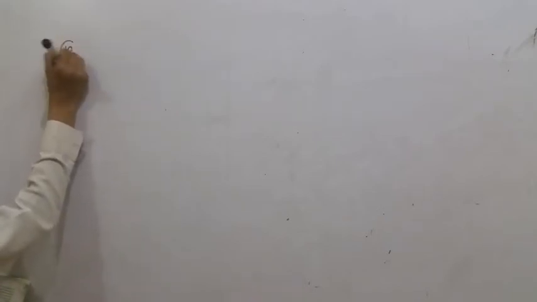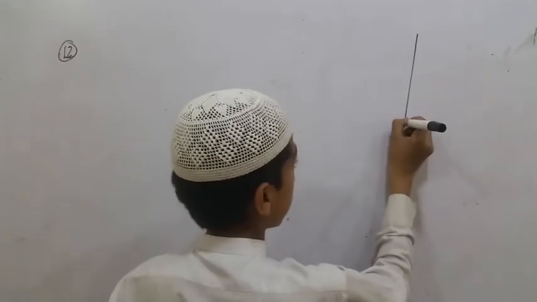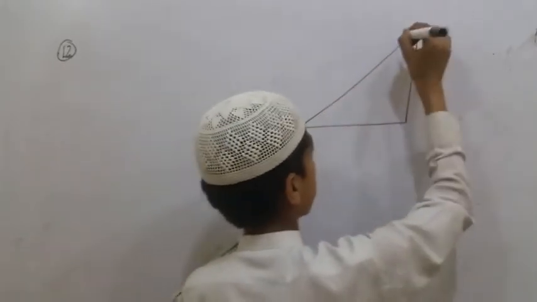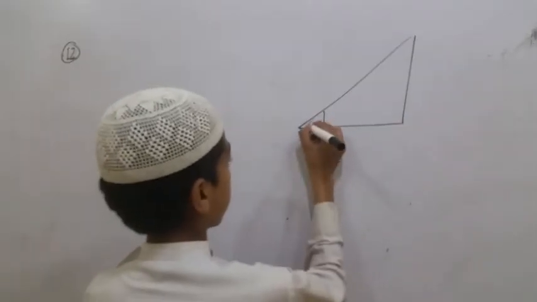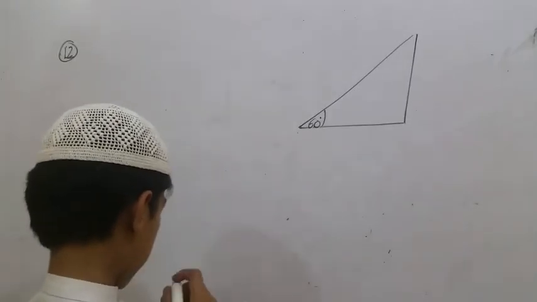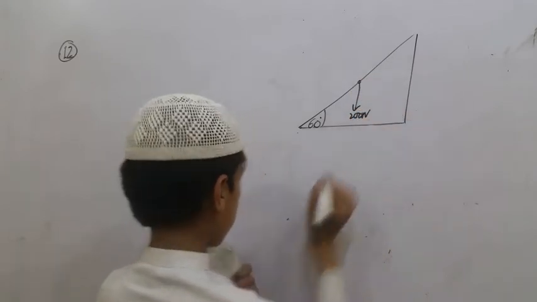Twelfth numerical is, consider a ladder weighing 200 Newton resting against a smooth wall such that it makes an angle of 60 degrees with the horizontal. Here this is a frictionless wall, smooth wall, and this is the ground. Here this is the ladder and it makes an angle of 60 degrees with the horizontal. Weight of the ladder is 200 Newton.